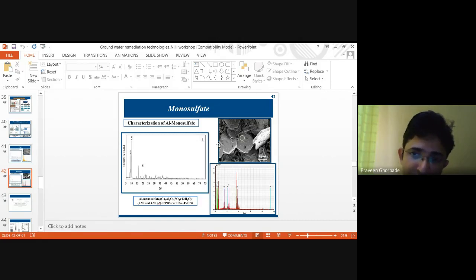So we successfully synthesized this type of material in the lab, not from the cement system, but as pure minerals. We synthesized pure tricalcium aluminate first in the lab, which is the aluminate phase of the cement. Then we allowed it to react with the calcium sulfate, and we generated this type of minerals.